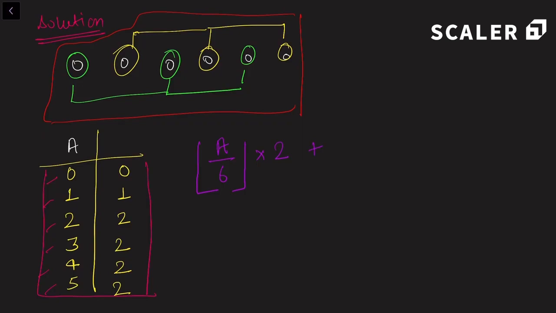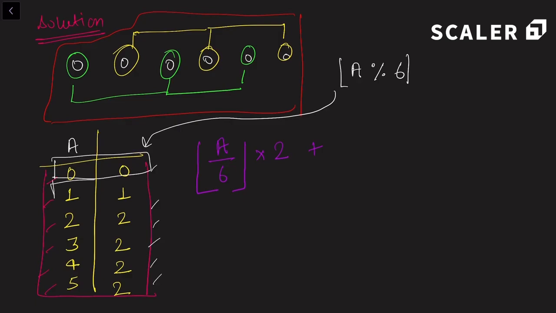So in order to know the rest of the elements, I can just do A modulo 6. The value of A modulo 6 can vary from 0 to 5 and we can take those values from this table. Either we can store all these values in an array or we can make one observation. For 0 it is 0, for 1 it is 1, and for any other value greater than 1 it is just 2, right?